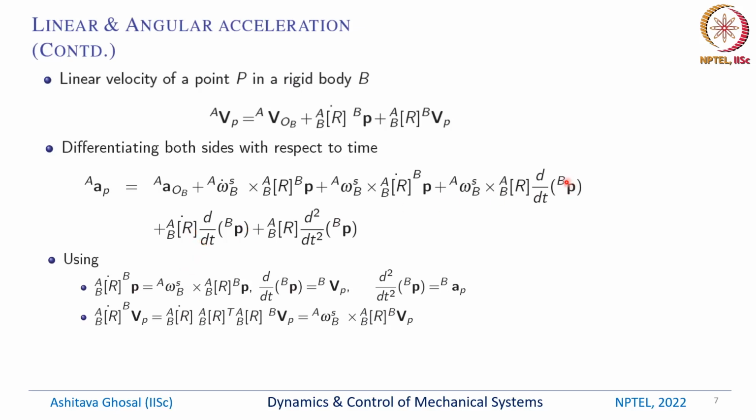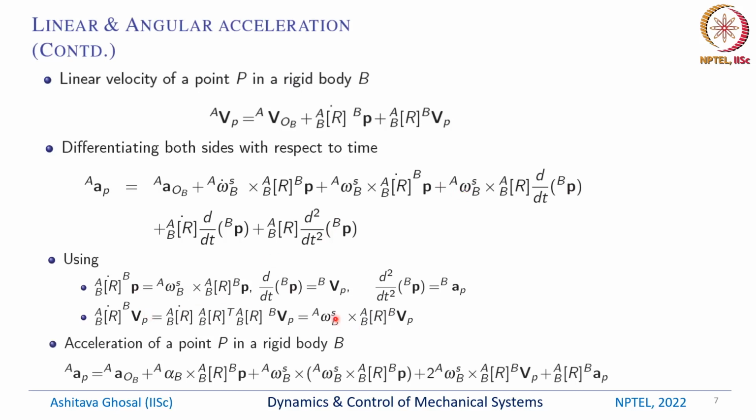What you can see here is there are two terms which are sort of similar. One is ABR into d by dt of BP, and then there is ABR dot into d by dt of BP. These two terms are similar, and we'll see later that this gives rise to something known as the Coriolis acceleration. Whereas this term here is omega cross some derivative of the rotation matrix into some distance. So this is like omega cross r. This is the centripetal term.